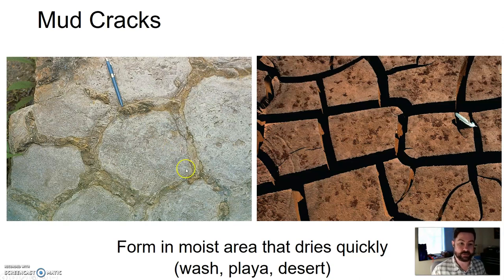So if I see this structure in a rock now, it's telling me that in the past, it must have been some muddy area that dried really quickly, kind of like a desert or something like that. The present tells us about the past.